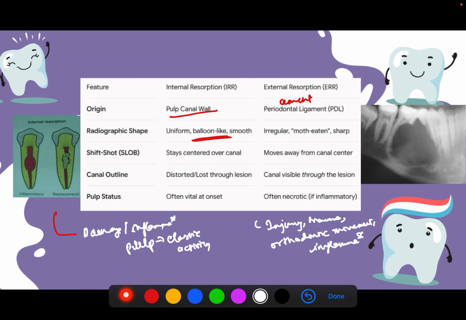What is the radiograph appearance? Irregular, asymmetrical root, moth-eaten shape. The root surface appears eaten away. The key diagnostic feature is that the root canal can still be traced through the lesion. The pulp status is often necrotic, if inflammatory. The golden difference we need to know is that in internal reabsorption, the canal disappears and blends with the lesion, whereas in external reabsorption, the canal remains visible through the lesion.